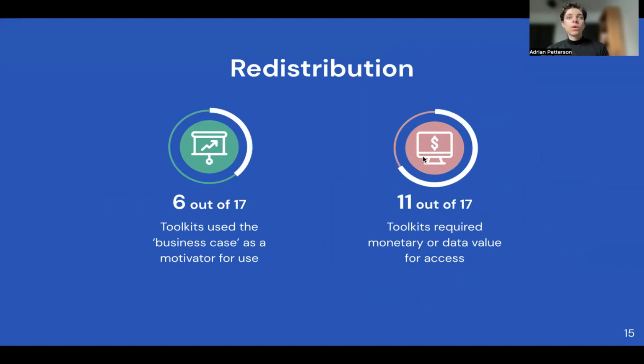However, most toolkits still required some monetary or data value to access the toolkit, failing redistributive justice, except when the toolkit creators were community members or nonprofits, as it would require resources to come from the community to the toolkit creator. This also reinforced the question of who would be accessing and using the toolkits with financial and technological barriers in place.